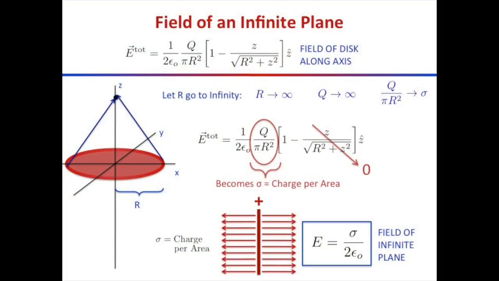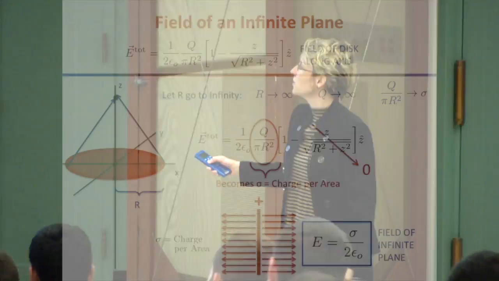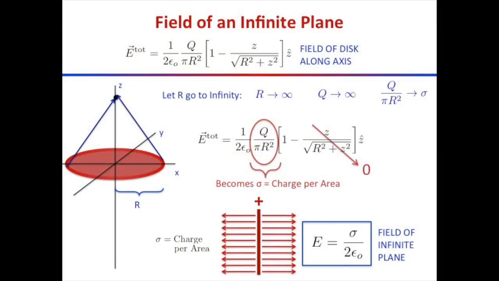We already know the electric field of a disk along the z-axis. So here's the disk. Here was our observation point along the z-axis. And now I'm going to let that disk go to infinity. That is, the radius of the disk becomes infinite. So I'll let the radius r go to infinity. As I do that, if I just had a certain amount of charge on there and then I distributed that finite charge over an infinite disk, then I'd lose the effect, right?